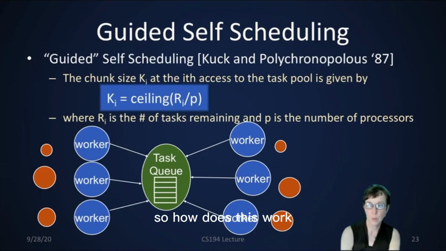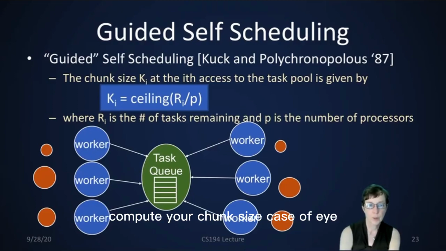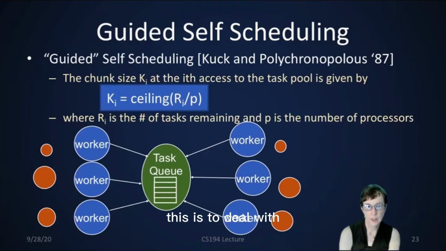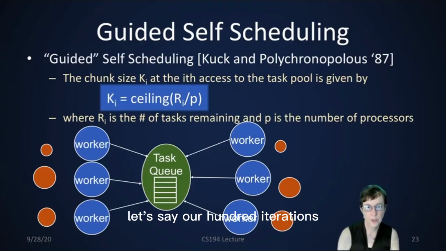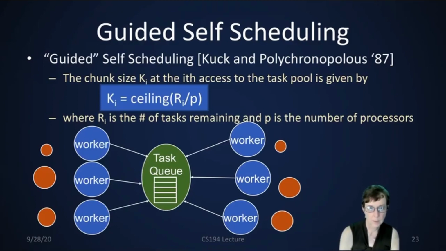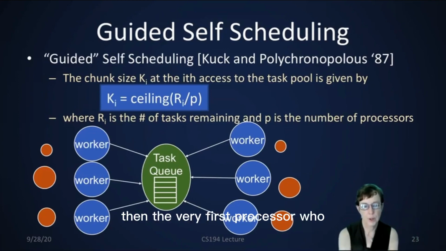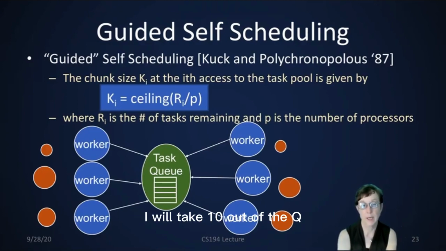So how does this work? Well, you're going to compute your chunk size k sub i to be the ceiling of, and this is to deal with when it's not divisible, the total number of tasks that are currently left in the queue divided by the number of processors. So imagine that we've got, let's say, 100 iterations and we've got 10 processors. Then the very first processor who actually gets the lock on the task queue is going to look at the queue and say, oh, there's 100 things in the queue. There's 10 of us working on it. I will take 10 out of the queue.